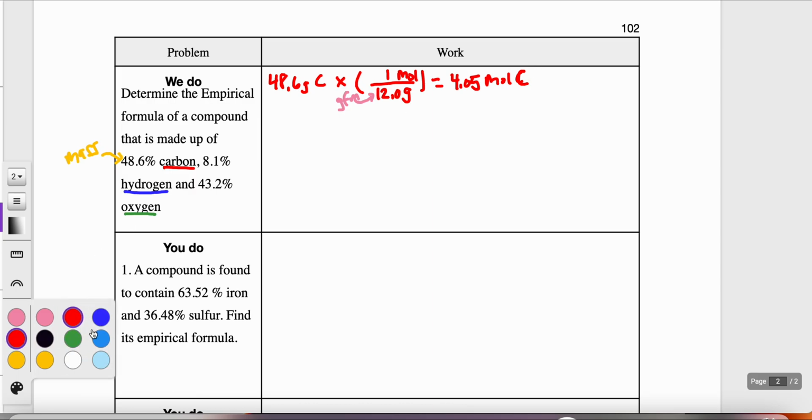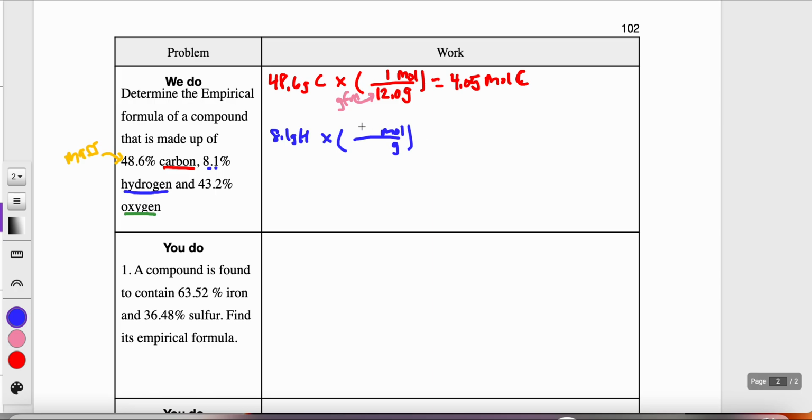So now we're going to repeat the process for hydrogen. We have 8.1 grams of hydrogen. We need to convert that hydrogen's mass into moles. So 1 mole of hydrogen atoms, according to the periodic table, has a mass of 1.0 grams. And when we put 8.1 divided by 1, we end up with 8.1 moles of hydrogen.